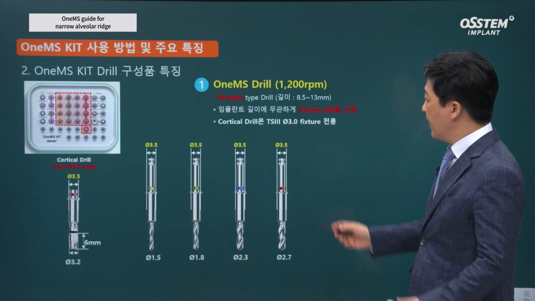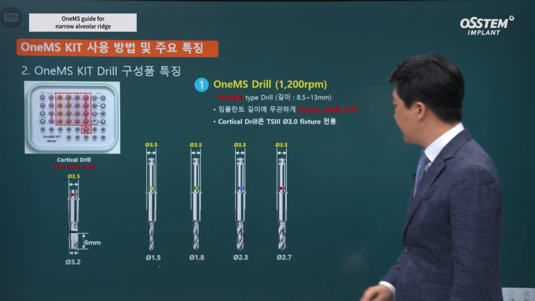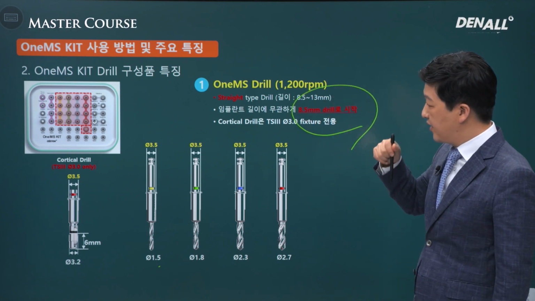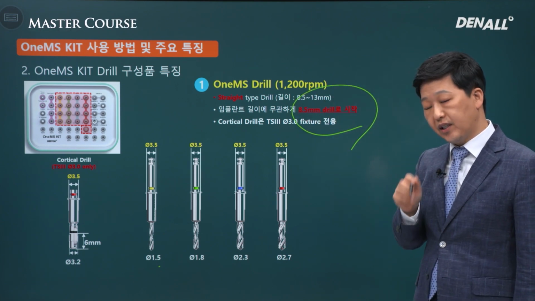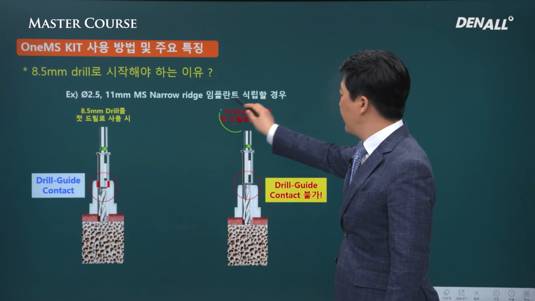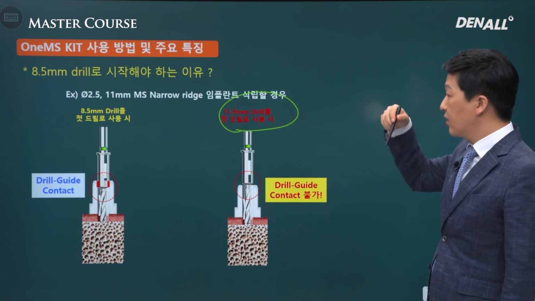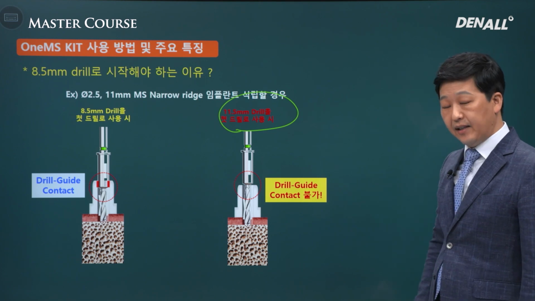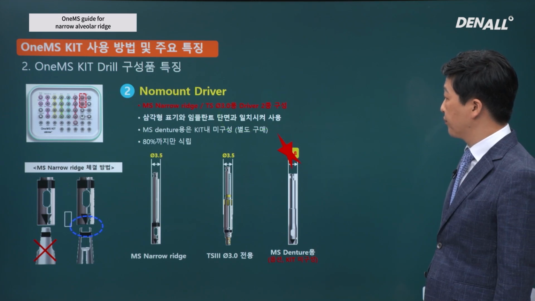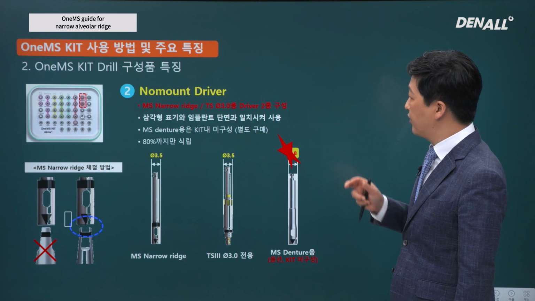As for the guide drill, it ranges from 1.5 to 2.7. You start off drilling using 8.5, and with double contact, 11.5 millimeter drill is used. To continue on with drilling, you use double contact to get to the desired depths. A mounted driver is used to place the implant.